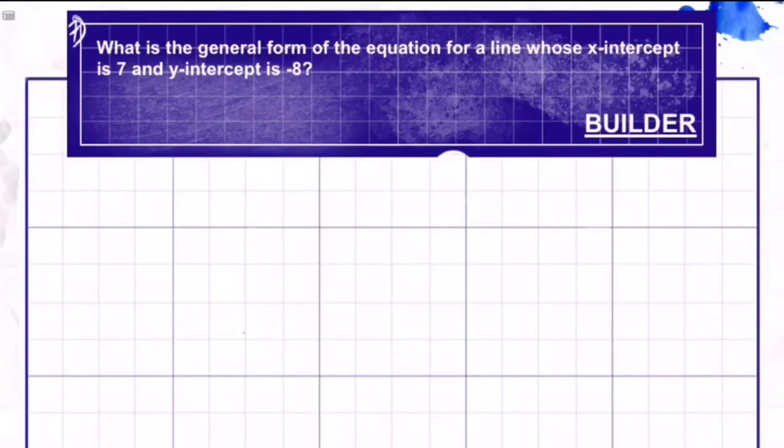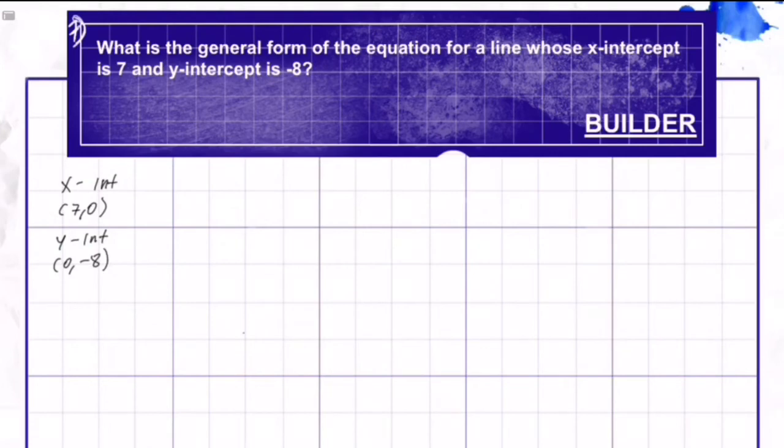So let's work with problem number 7. What is the general form of the equation for a line whose x-intercept is 7 and y-intercept is minus 8? So we have x-intercept is (7, 0), and y-intercept is (0, minus 8).